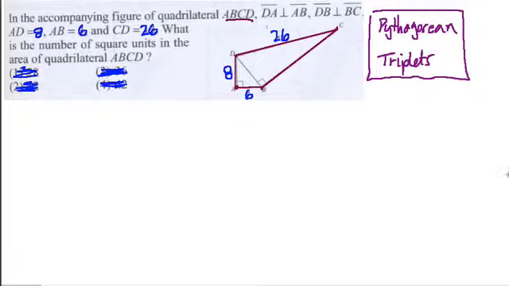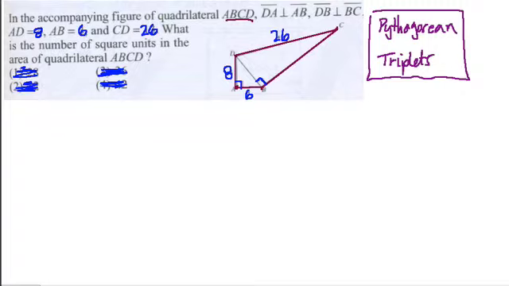And they tell us which lines are perpendicular to which, right? DA, this line right here means perpendicular, is perpendicular to AB, so you see that right angle right here. DA is perpendicular to AB, and DB is perpendicular to BC. That's this right angle right here. And AD equals 8, AB equals 6, and CD equals 26.